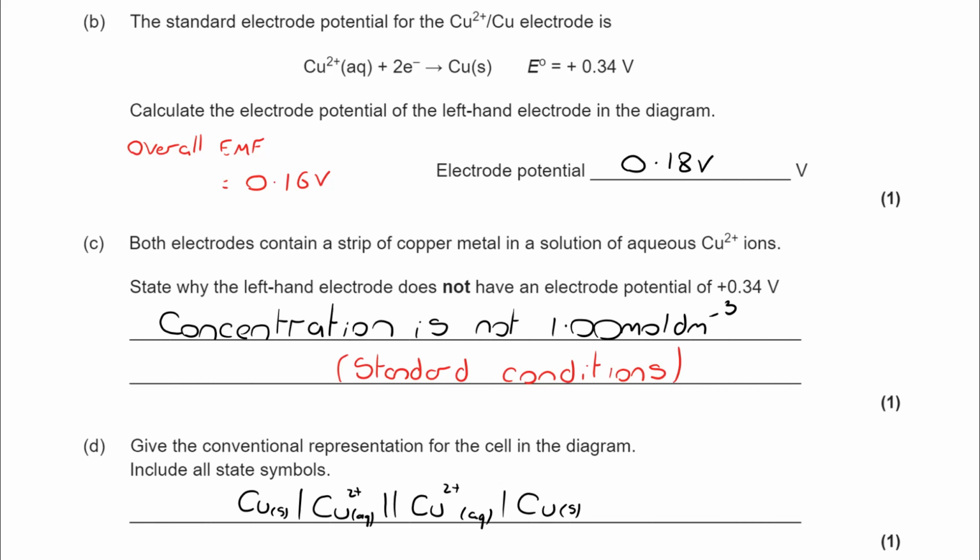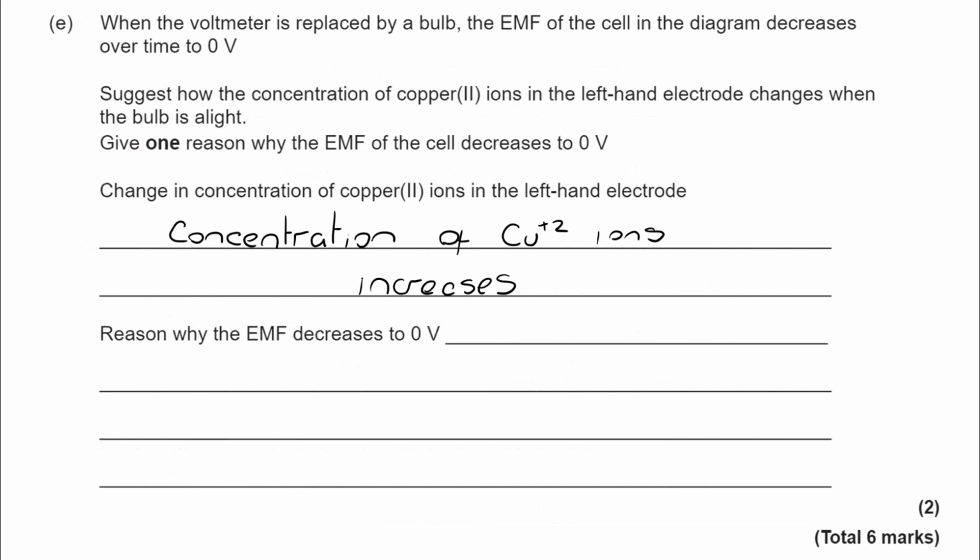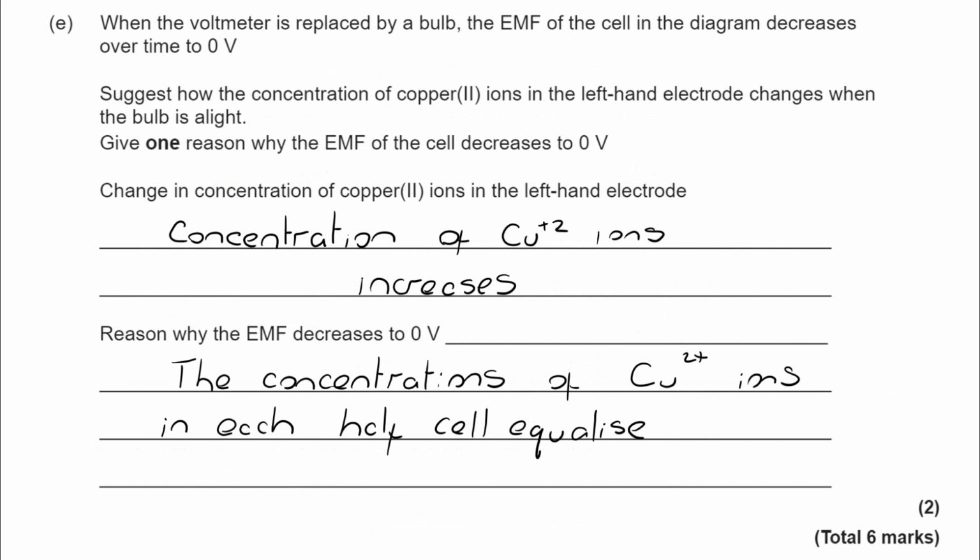Now, moving on to the final part, part E, what we're seeing here is that the concentration of copper ions would increase on the left-hand electrode. And if you consider that, when you're then thinking why the EMF decreases to 0, if that one's increasing, the other one will be decreasing. And when we talk about voltage, we're talking about a potential difference. If there is no difference in the half cells, there won't be a voltage. And so it will come to 0 when the concentration of copper ions in each half cell is the same.